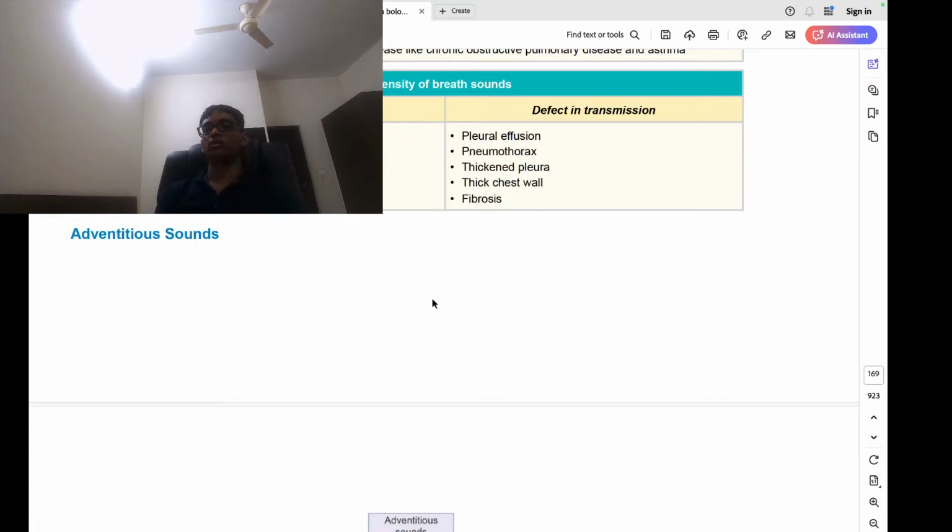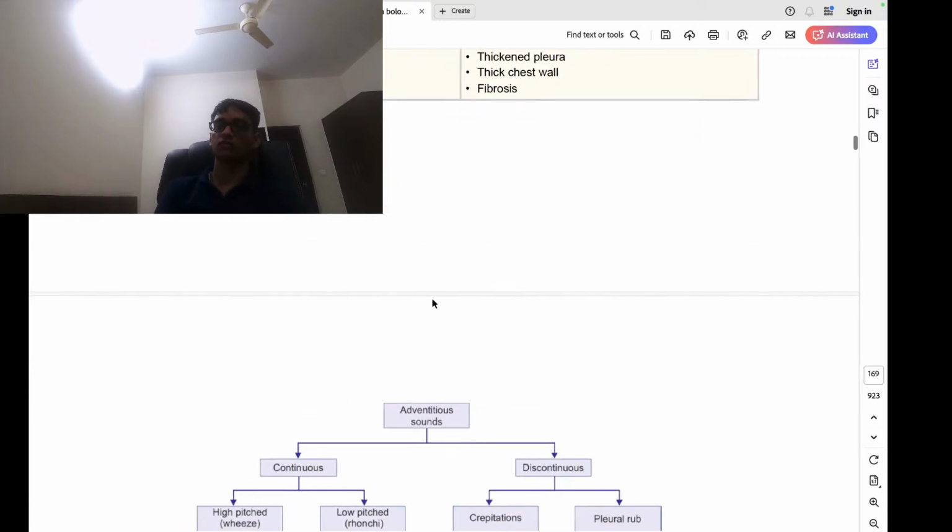Decreased intensity of sound from a defect in production is seen in bronchial obstruction, emphysema, and respiratory muscle paralysis. Defect in transmission is seen in pleural effusion, pneumothorax, thickened pleura, thick chest wall, and fibrosis. Production not happening means obstruction mostly. Emphysema, because there's also collapse of alveoli, and respiratory muscle paralysis, there's no movement of air inside. Defective transmission is pleural effusion, pneumothorax, thick pleural wall, thick chest wall, and fibrosis.